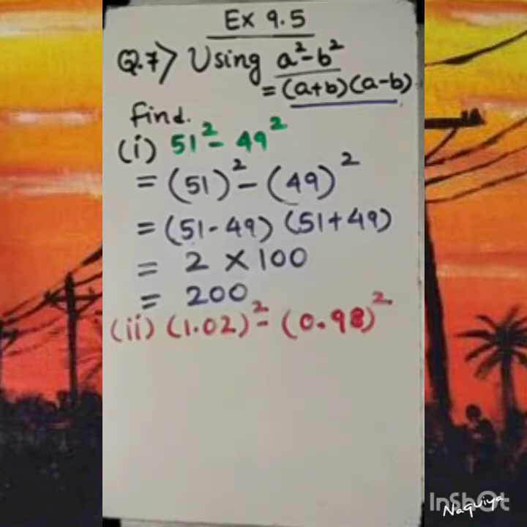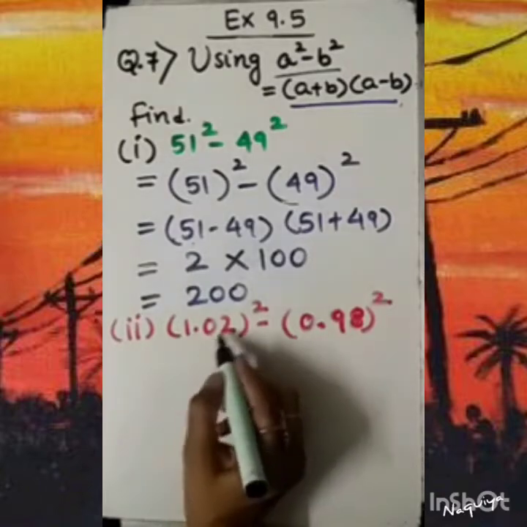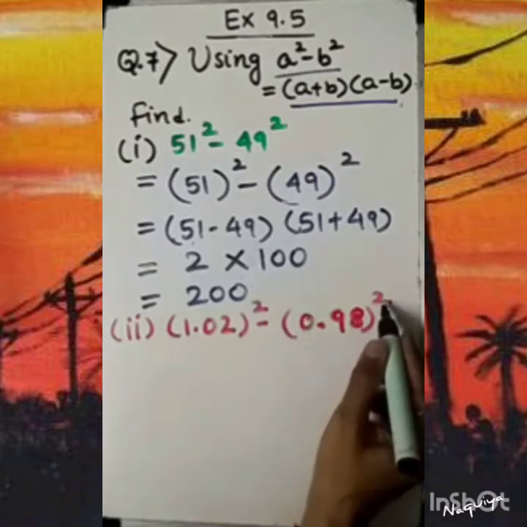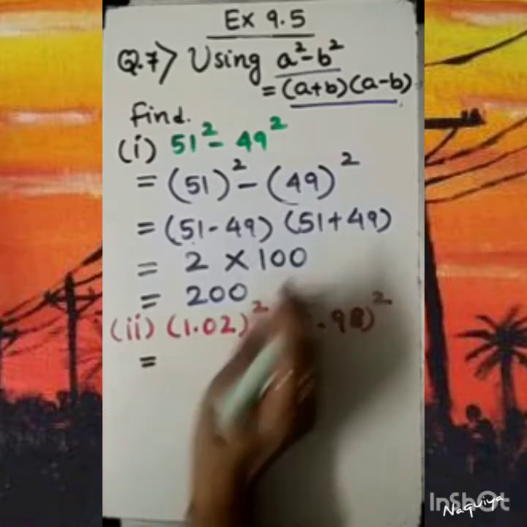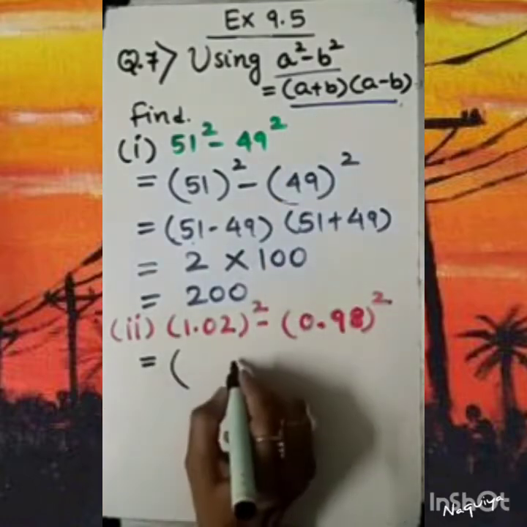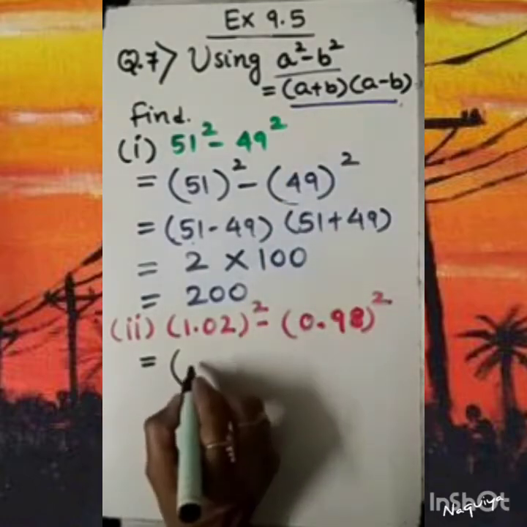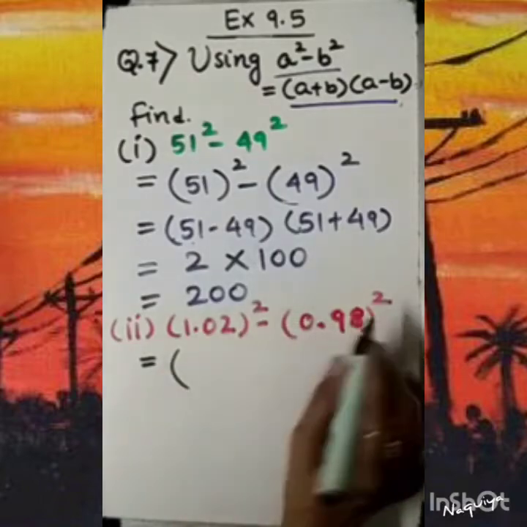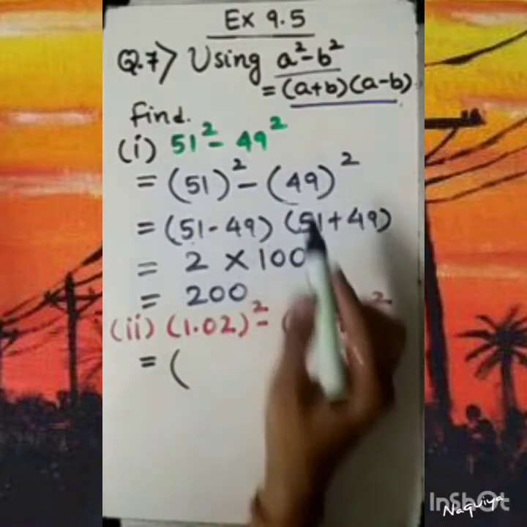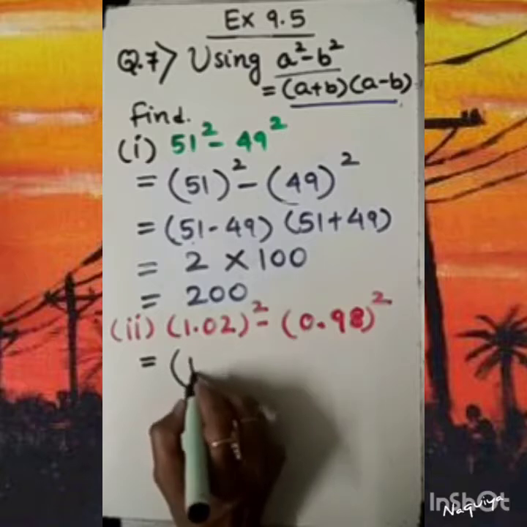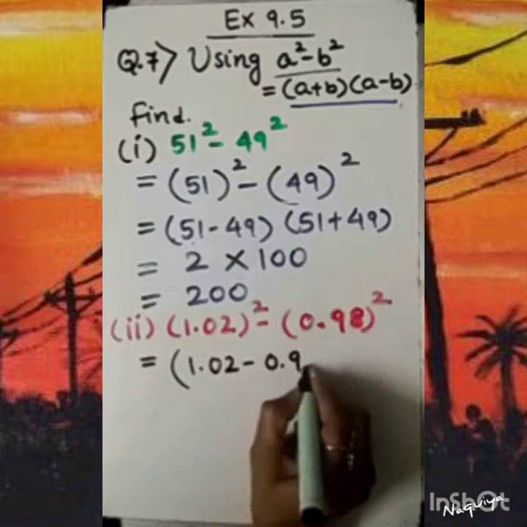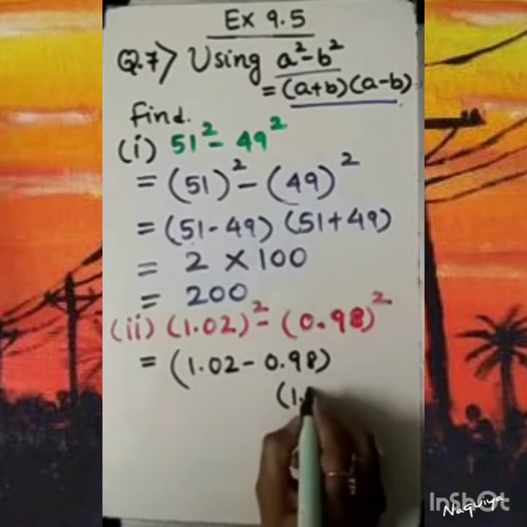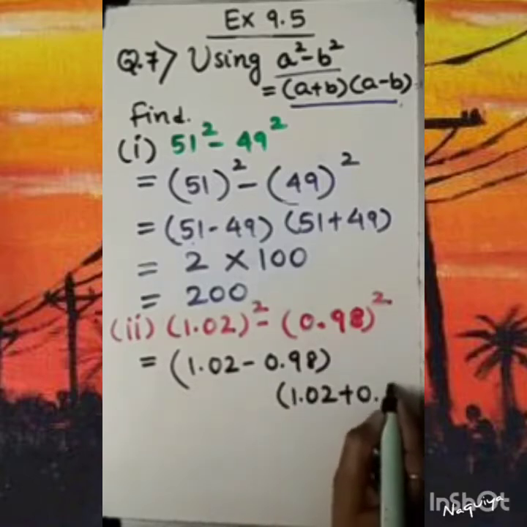How to simplify? We know very well this is a square minus b square. So again we are applying the same identity. So I need to write here: this is already in brackets, the question is given. So let's apply the further step. This is a minus b, and of course this will be a plus b.